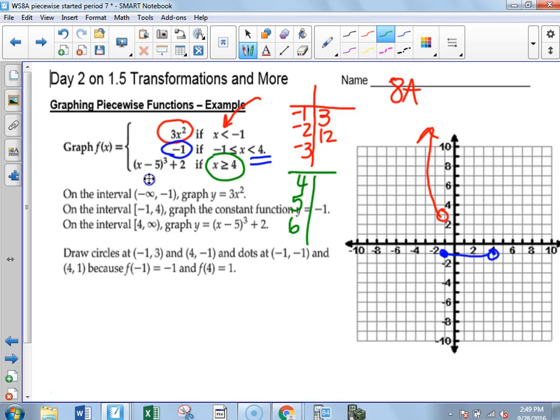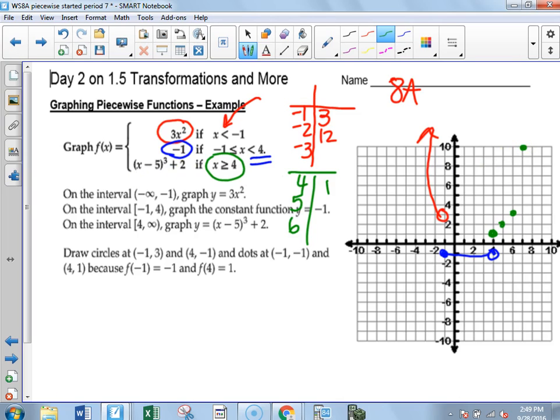Closed circle. If I put a 4 in here, I get 4 minus 5 is -1, cubed is -1, plus 2 is 1. So at 4, 1, I have a solid circle. If I put in a 5, I get out a 2. If I put in a 6, I get out a 3. I'm just doing these fast. If I put in a 7, I get out a 10.